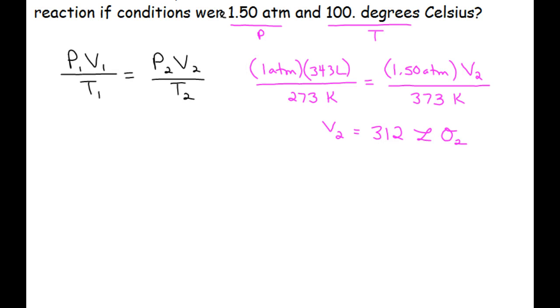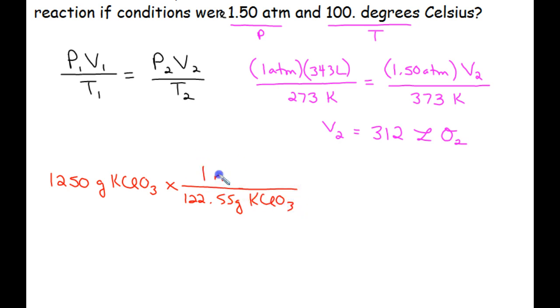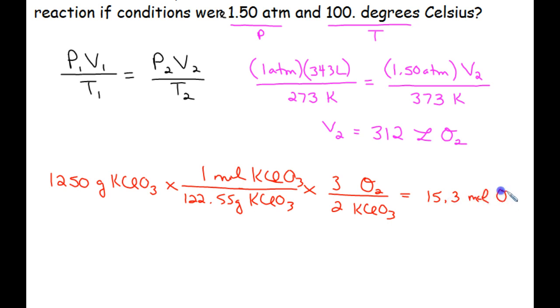Now, what if you had not noticed that you could do that? How would you have solved the problem? Alternately, you still could have used your first setup from part 1 and then converted grams to moles, and then mole ratio to get from moles of one to moles of the other. I'm going to abbreviate a little bit here because I'm running out of space. But that would have gotten you 15.3 moles of O2.